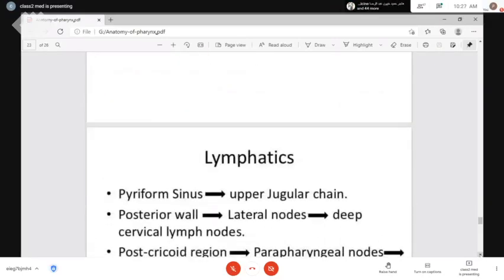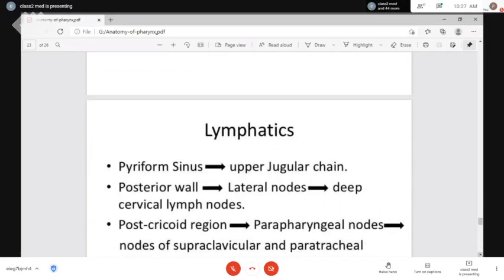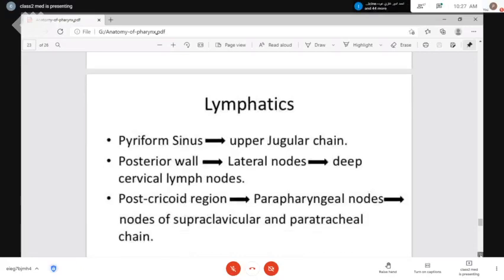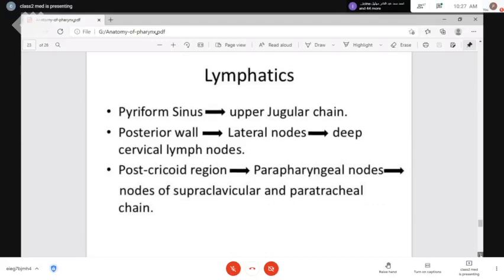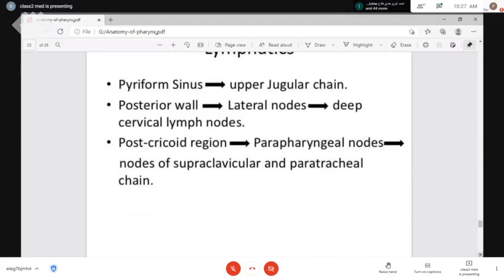For lymphatic drainage, the piriform sinus drains to the upper jugular chain, the posterior wall to the lateral nodes and deep cervical lymph nodes, and the postcricoid region drains to the parapharyngeal lymph nodes of the supraclavicular and paratracheal chain.